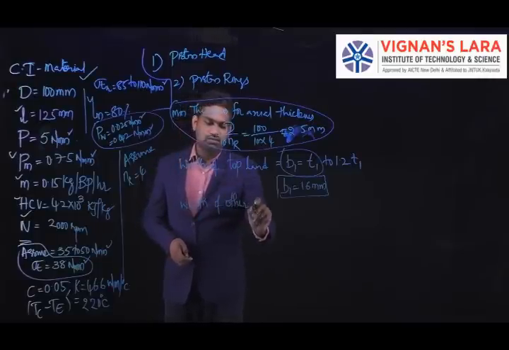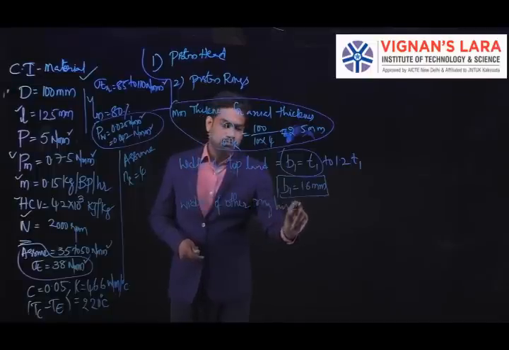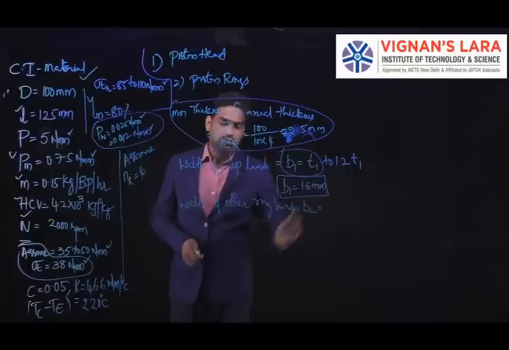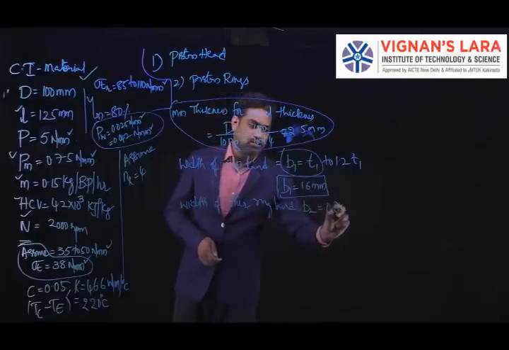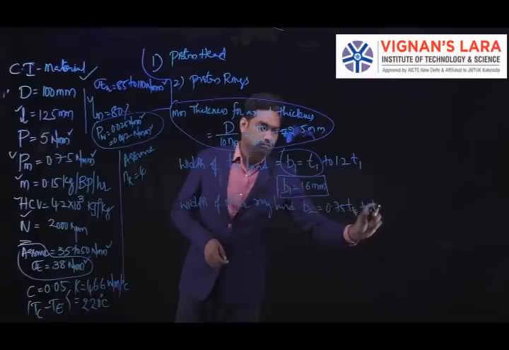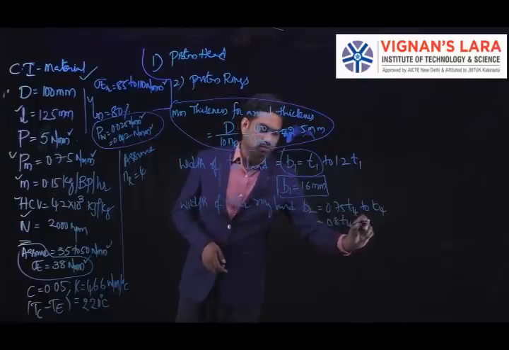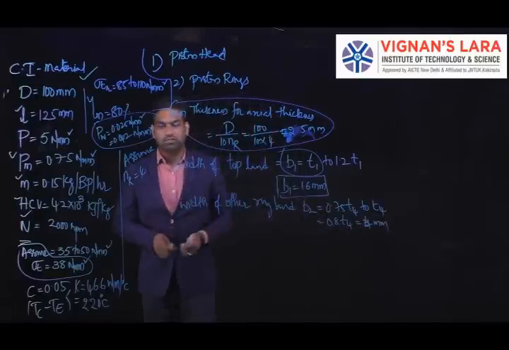That is the distance between the two ring grooves, denoted by B2. It is given by 0.75 T4 to T4. I am taking 0.8 T4, so it may come to around 3.8 mm or maybe 4 mm. So it should be between 0.75 T4 and T4, based upon the axial thickness of the rings.